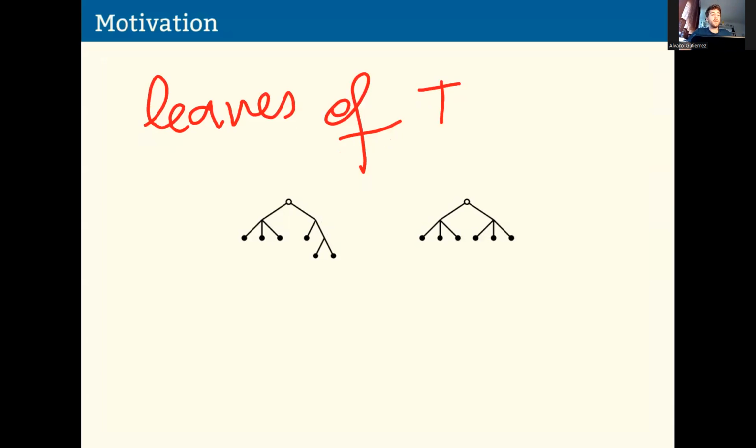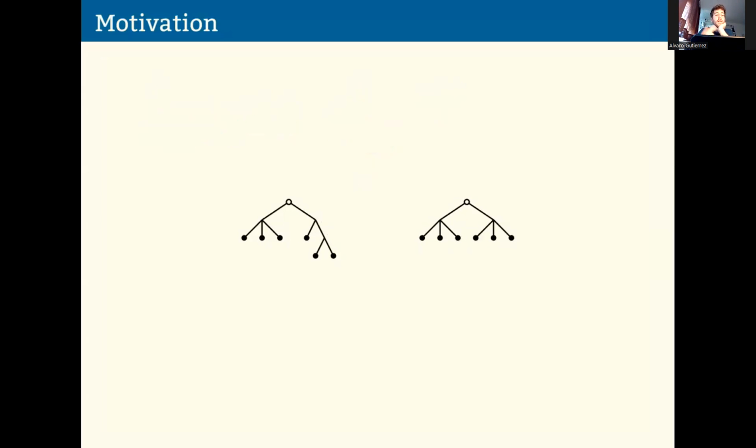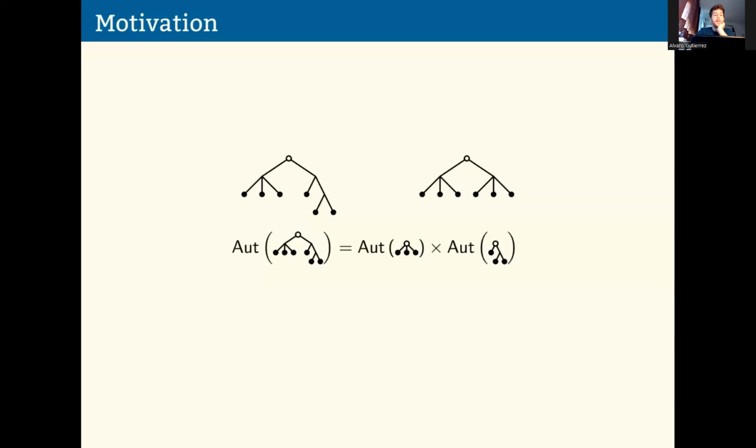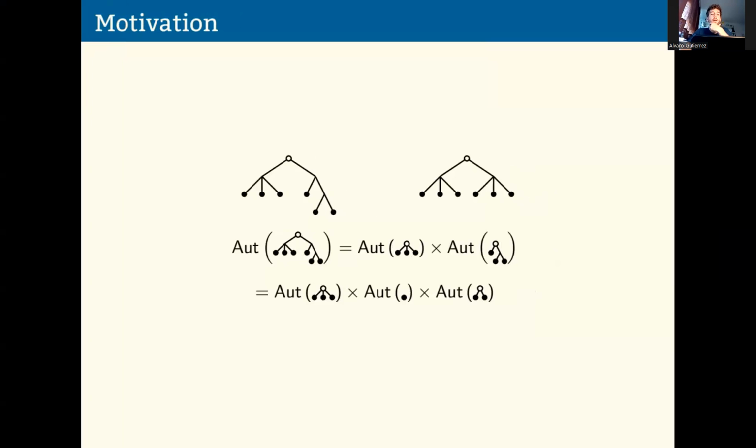So we have here two different trees with two different groups of symmetries of their leaves. But one key realization is that one can break this problem up into smaller problems, right? So in the left tree, for instance, we see that the group of symmetries is going to be the group of symmetries of the left part of the tree times the group of symmetries of the right part of the tree. And again, for the right part, we can further decompose it. So we now have that the group of symmetries of the bigger tree is the product of three smaller groups. And we can also just compute those groups.